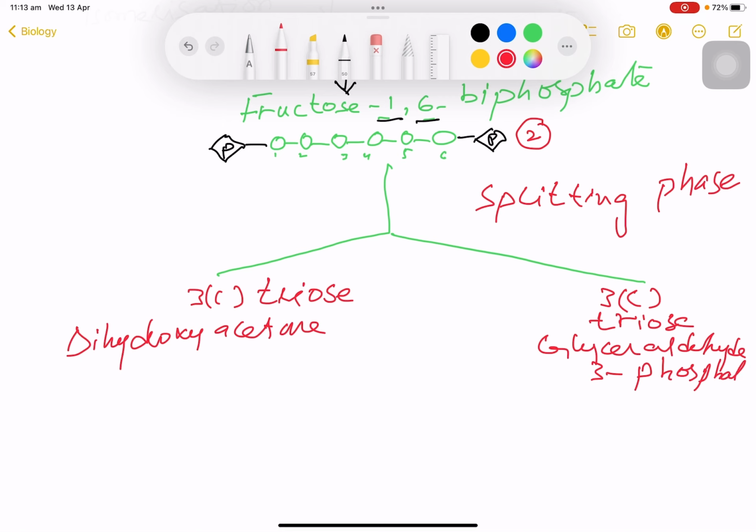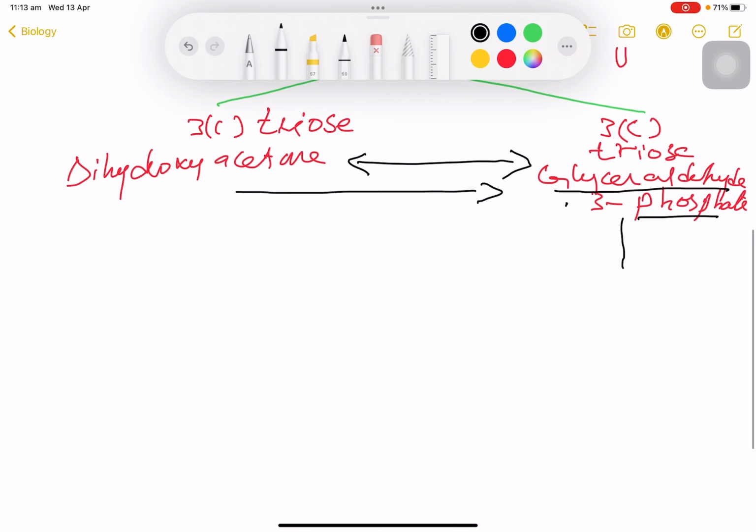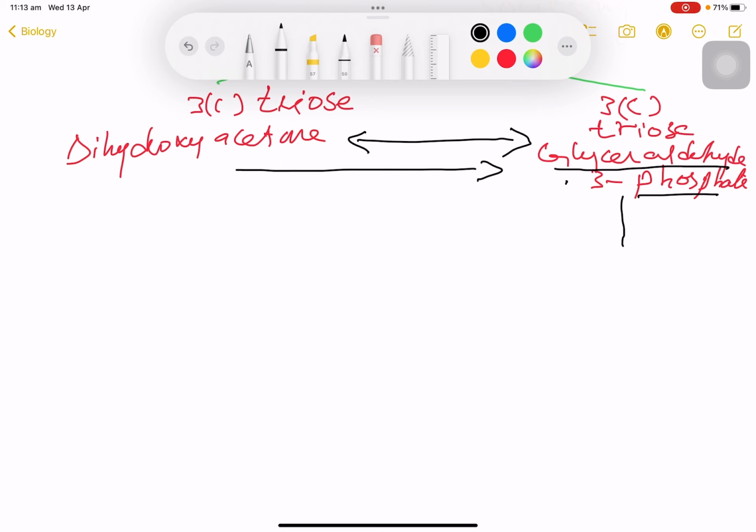No need to remember, I have just mentioned it for your knowledge only. Remember one more thing here: glyceraldehyde and dihydroxyacetone are convertible, they can be converted into each other, but your reaction continued with this triose, which is glyceraldehyde 3-phosphate. Later on, dihydroxyacetone is going to be converted into glyceraldehyde, and the reaction continued. Now look here, this is the 3C, the splitting phase is completed.